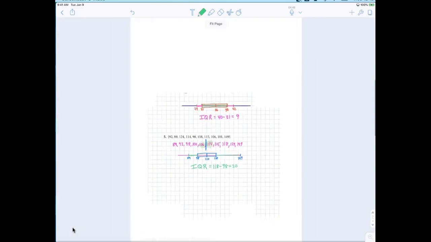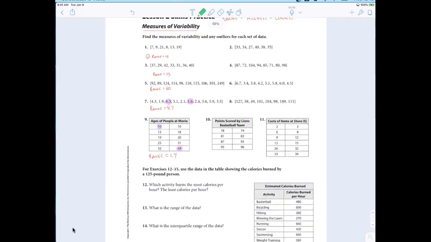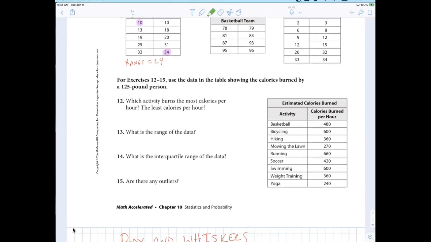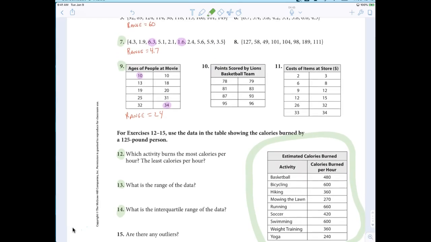Now, your job tonight, the only thing you have to do is: I want you to do 7, 9, and then I want you to do 12, 13, and 14, using this information over here. That should take you about 20 minutes if you're slow. Just on the first worksheet: 7, 9, 12, 13, and 14.